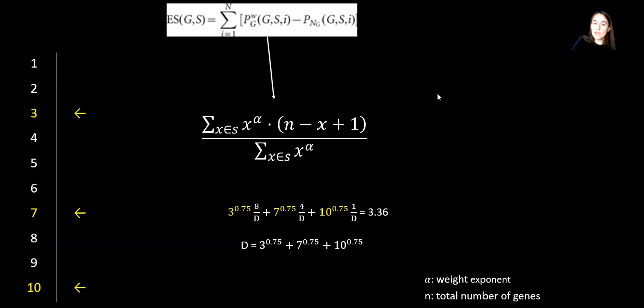And the exponent alpha is a parameter that can be changed. It determines how strong the effects of the weights will be on the score. The default value that is recommended, in fact, strongly recommended on the GenePattern website, is 0.75.